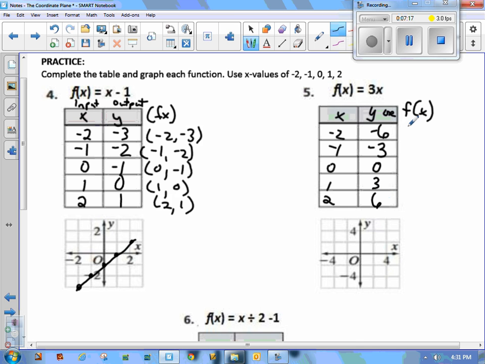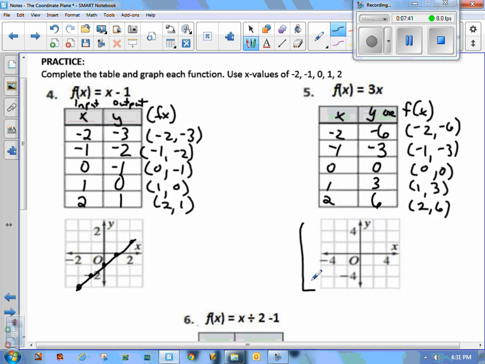So my coordinates are negative 2, negative 6, negative 1, negative 3, 0, 0, that's the origin, 1, 3, and 2, 6. So I'm going to start out up here, negative 2. Oh, now here if you notice 1, 2, and then we're here at 4. So this grid here counts by 2's. So actually negative 2 is that first one, and then I go down 6, so 2, 4, 6. So here would be our negative 6.